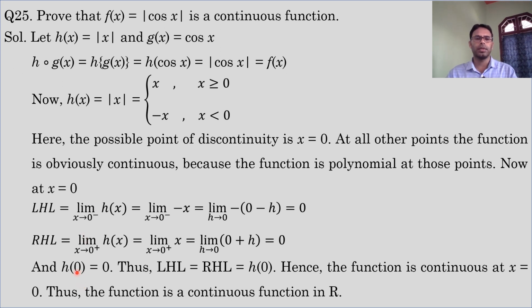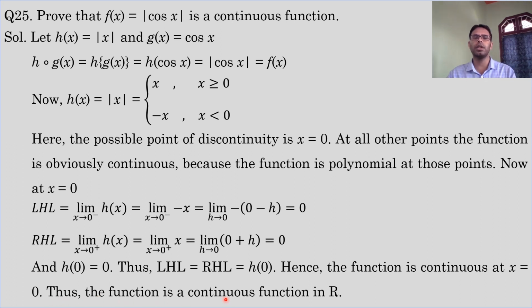And so h(0), the function is h, so h(0) is equal to 0, because equal 0 is in the first line. So h(0) is equal to mod 0, and that is also equal to 0. So thus the left hand limit, right hand limit and h(0) are all equal, hence the function is continuous at x equal to 0. That is the doubtful point. At the doubtful point the function is also continuous.